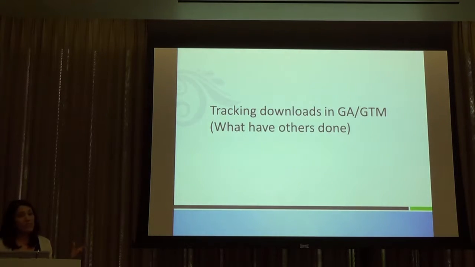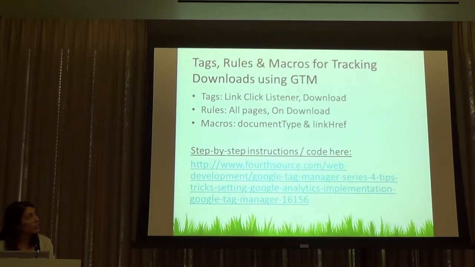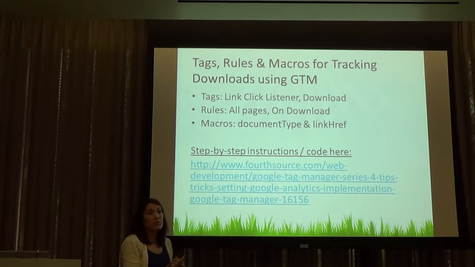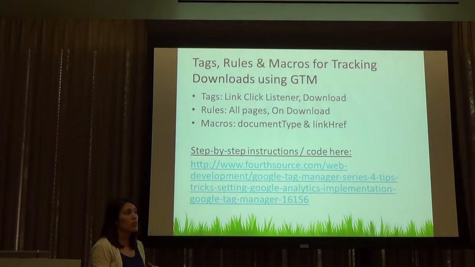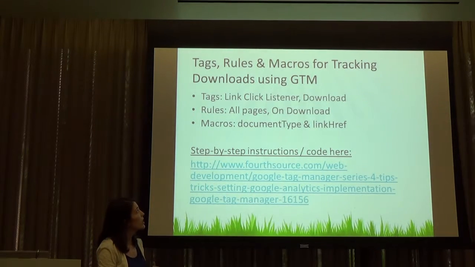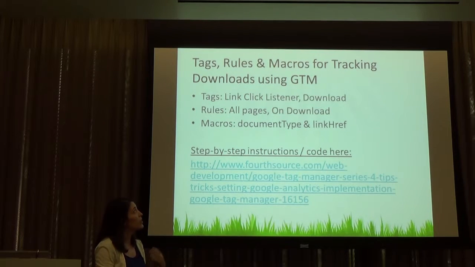So that basically was based on what I had seen someone else do, and is sort of the basis of how we took it a step further to do custom dimensions. So this was basically the best blog that I really found that talks about this. And it doesn't just talk about downloads, it's also talking about outbound links and some other event tracking using GTM in GA. And so basically I have two tags that are set up, the link click listener, which listens for the clicks, and then there's the download.